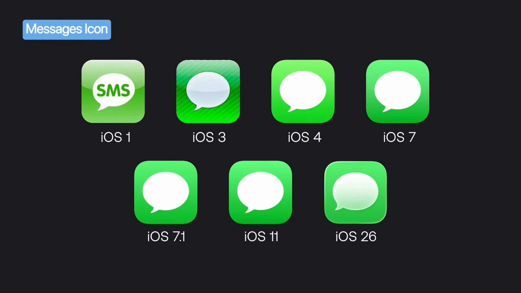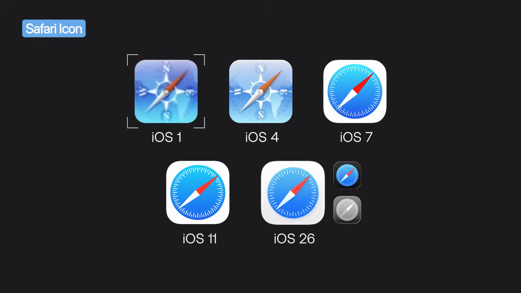The same style and changes also applied to the messages icon, from a green icon with the text SMS inside a chat bubble to a glossy icon available in dark mode or clear. The Safari icon showed a realistic and detailed compass, slightly stylized on iOS 4 and totally changed with iOS 7. iOS 11 slightly rounded the compass needle tip, and iOS 26 added even more details.